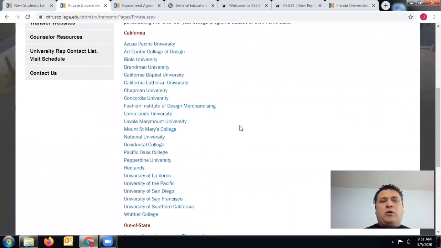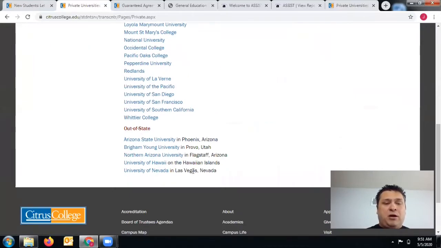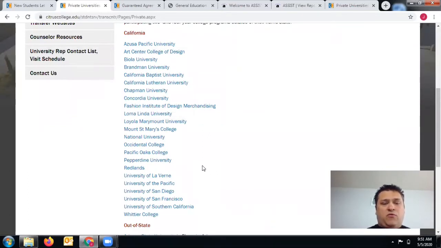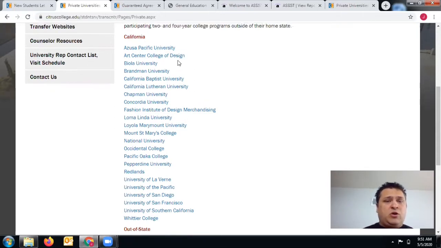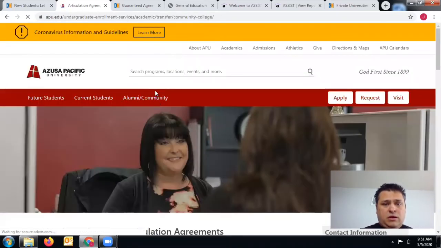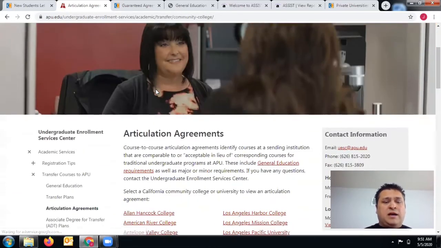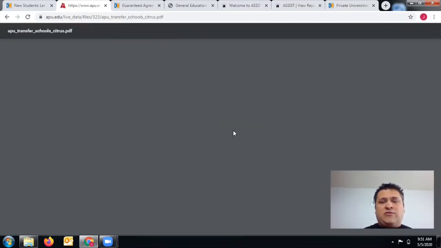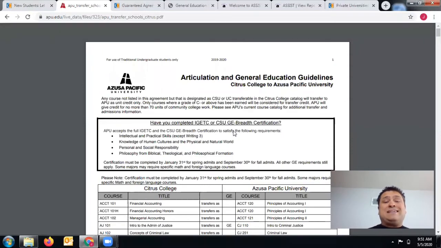And it's going to show you the agreements that currently exist between Citrus College and private schools and Citrus College and out-of-state public schools or out-of-state private schools. Now, in this situation, we have a lot of students who will go from Citrus College and move next door to Azusa Pacific University. So we're going to go ahead and click on that one. And this is going to take you to the Azusa Pacific website, which will have the agreement hosted there. And we're going to look at Citrus College. And it's going to show us the list of classes that Azusa Pacific University will accept as transfer courses from Citrus College.